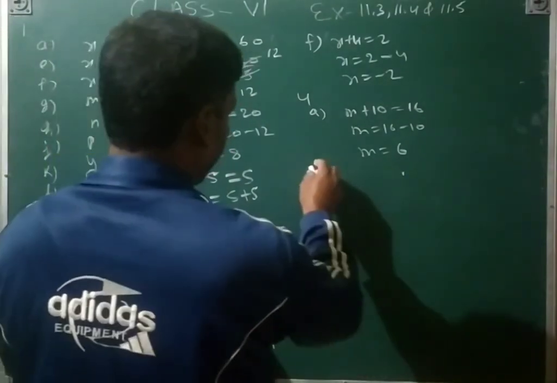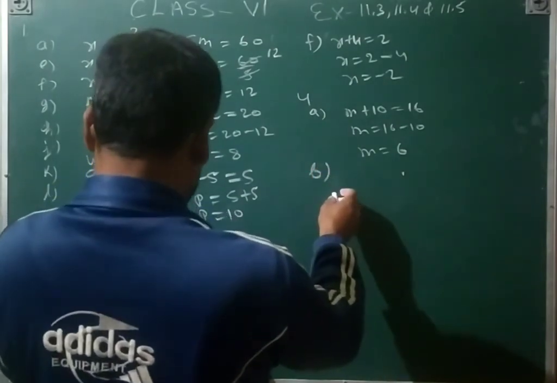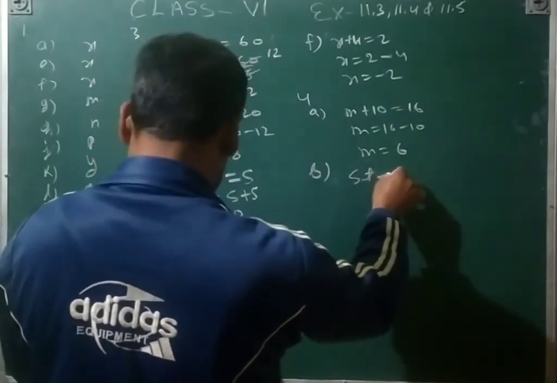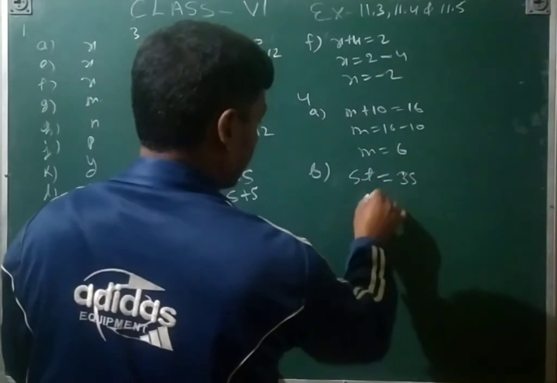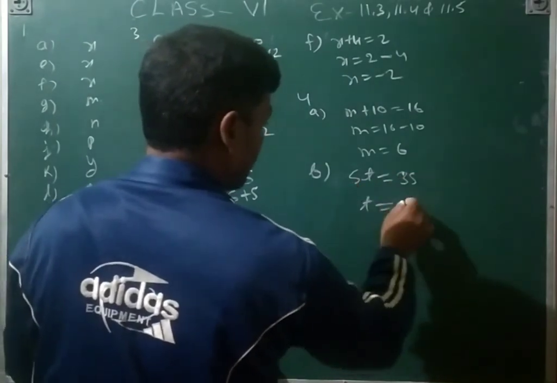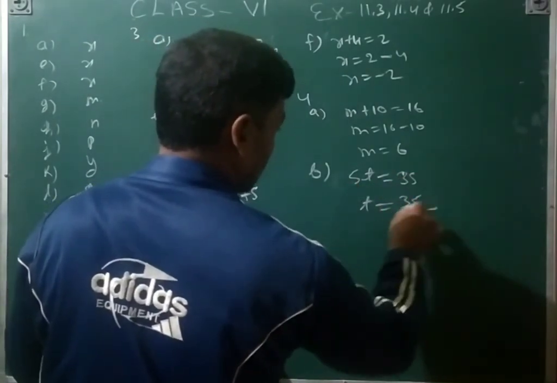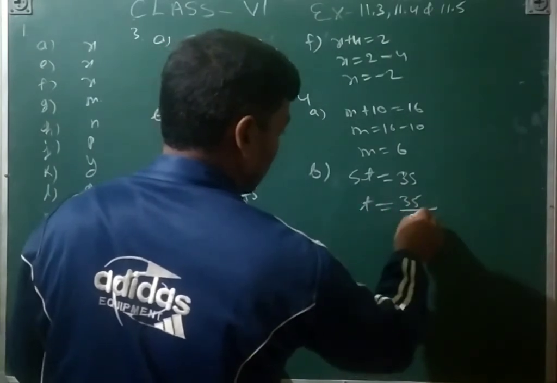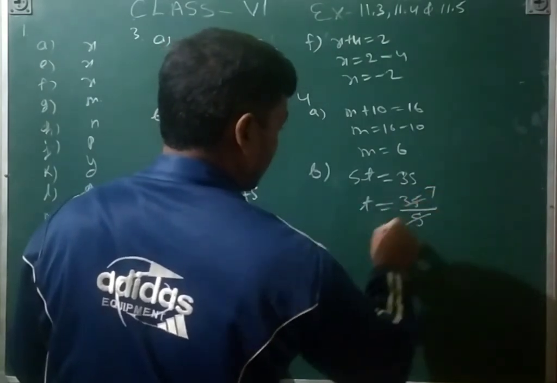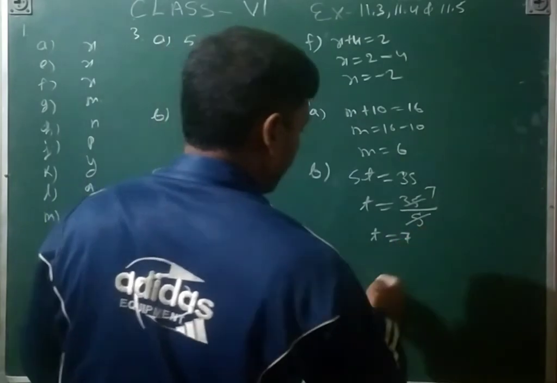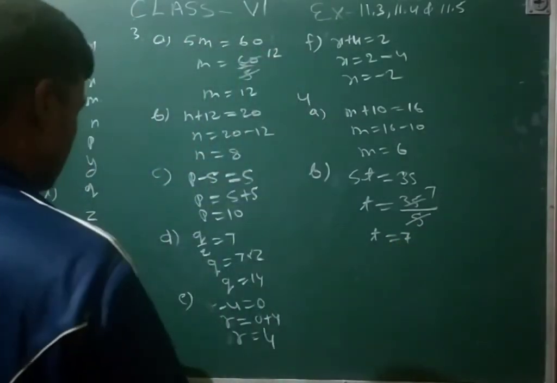B is that 5t is equal to 35. So t is equal to, this is given in multiply. So when we interchange that thing, that will be divide. 35 divided by 5 is 7. So t is equal to 7. So here you will take 7.